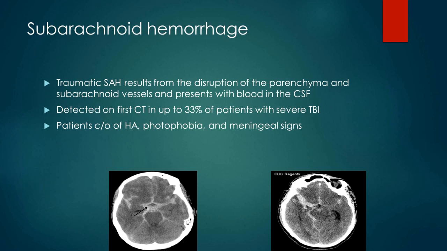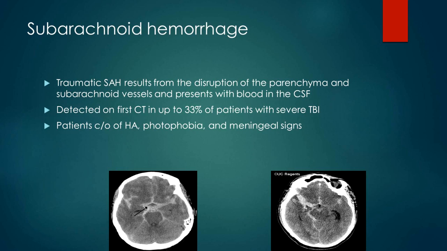CT scan is almost 100% sensitive for subarachnoid hemorrhage in the first 6 hours. It's looking like out to 12 hours, it is going to be 98 to 99% sensitive as well. So CT is a good imaging study for subarachnoids. It is the most common CT scan abnormality seen after TBI.